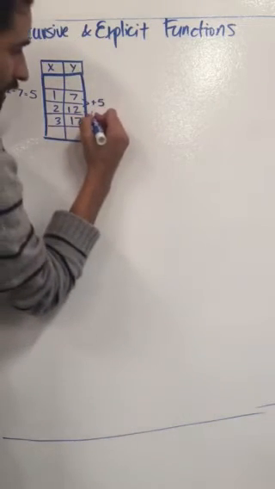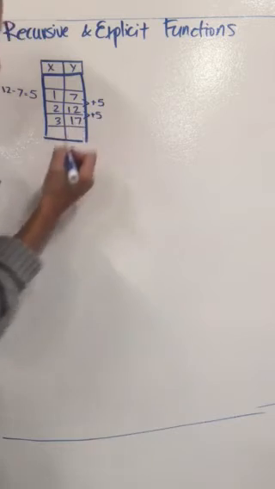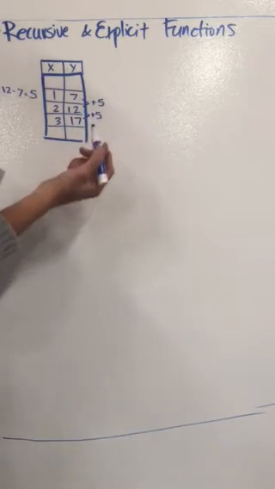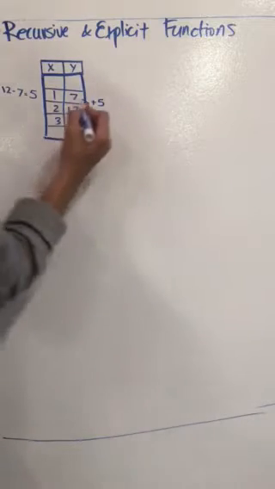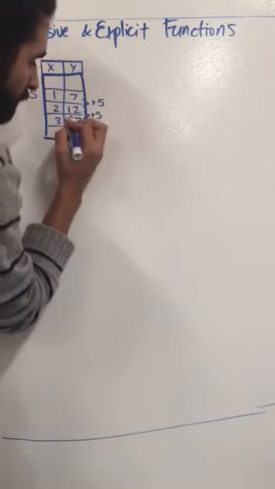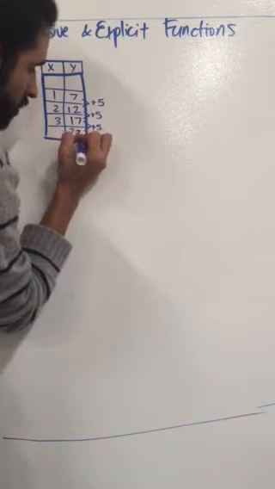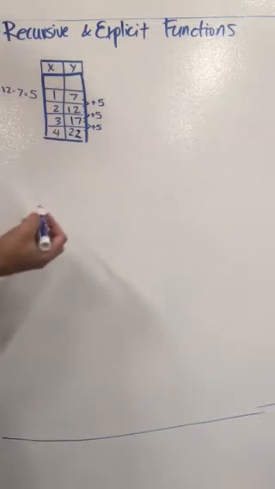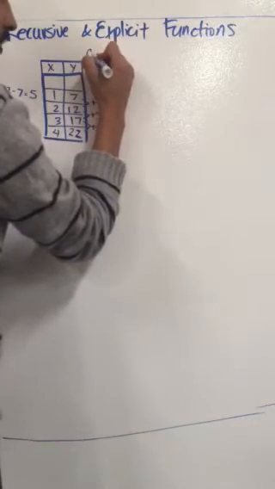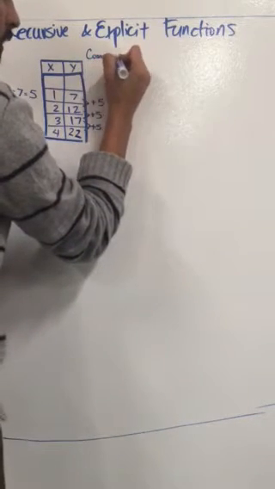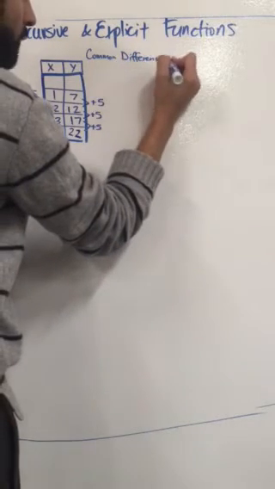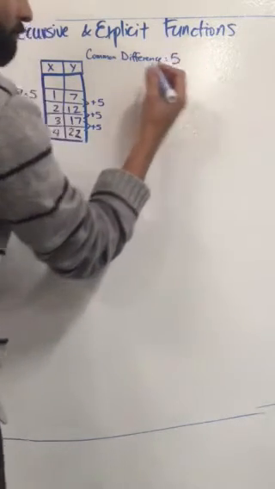Now let's test that out and see if it works to get to 17. 12 plus 5 is 17. So yes, it does work. And if we were going to continue the pattern, 17 plus 5 would get us 22. That would be our fourth term. That number is called our common difference. Our common difference is 5, positive 5.